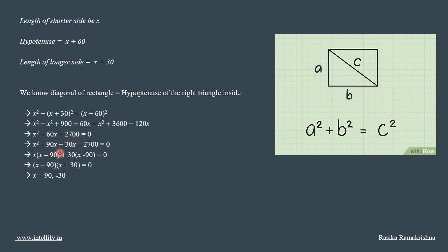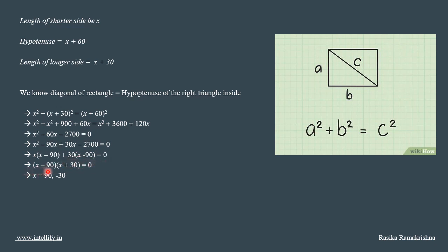So let's see what happens. I'm going to split the middle term here. We're going to write minus 60x as minus 90x plus 30x. So the product will be minus 2700 and the sum is going to be minus 60x. So this makes sense. From the first two terms you can take x common, so you'll have x times (x minus 90), and from the next two terms you can take plus 30 common, so you'll have plus 30 times (x minus 90) equal to 0.